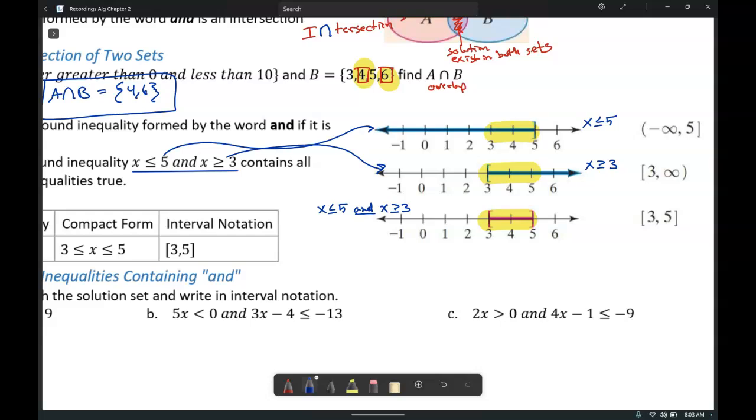And we can see the corresponding intervals here, the interval notation that we can gain from each of these graphs, and identifying our solution interval notation is the values 3 to 5.